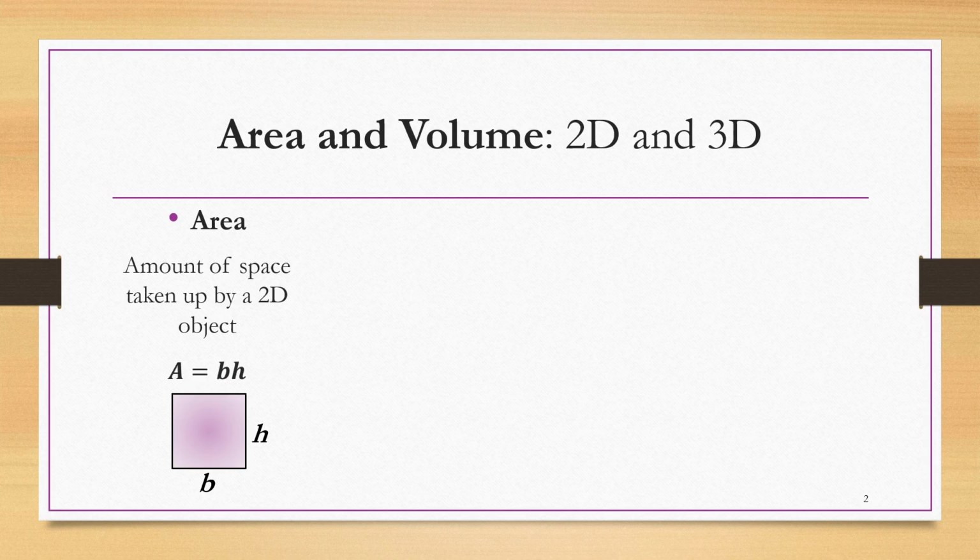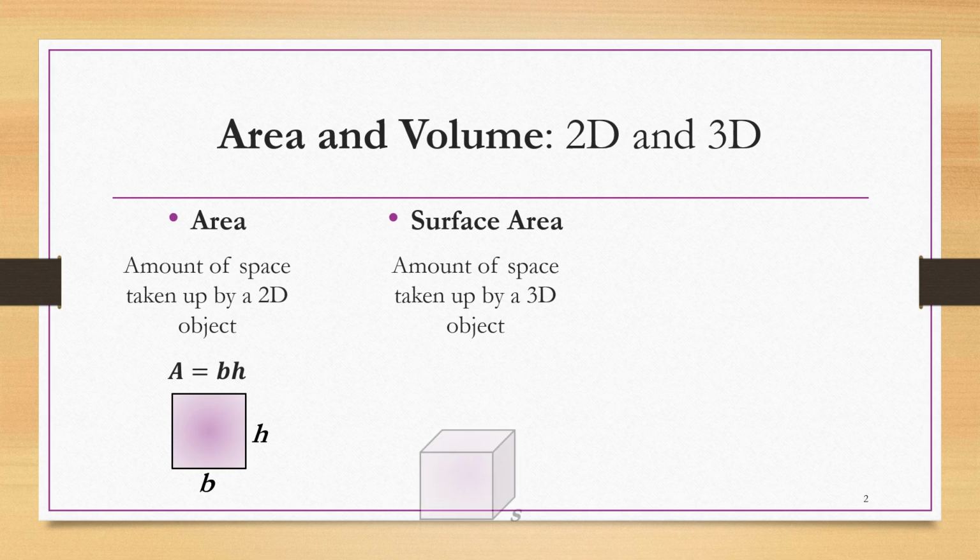The surface area is the amount of space taken up by a 3D object. As an example, the surface area of a cube with side s would be 6 times s squared. The 6 comes from the sides of the cube, and the s squared comes from the calculated area from each of the faces, which is s times s, or s squared.